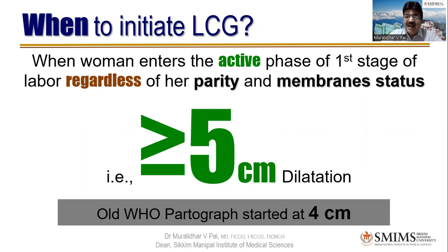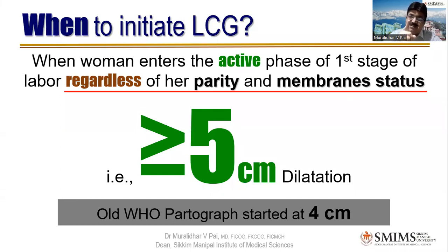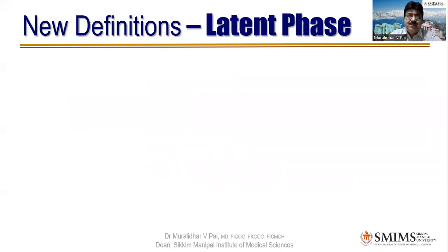Then what do you call that before 5 centimeters is the question. I hope this slide, I have made that 5 so big that it just gets imprinted in your mind. Okay, so I'm going to underline again that regardless of parity, whether she's primigravida or multigravida, 5 centimeters is the starting point of labor care guide. Now let me explain what do you call what happens before 5 centimeters. Probably it's called latent phase.